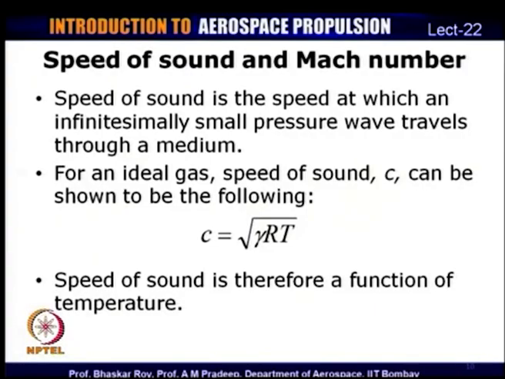So, C is basically a direct function of temperature. Speed of sound is a direct function of temperature, and of course, it also depends upon the ratio of specific heats and the gas constant, but for a particular medium both of these are constant, as long as we assume that the ratio of specific heats does not change with temperature. So, we can see that speed of sound is a direct function of the static temperature.